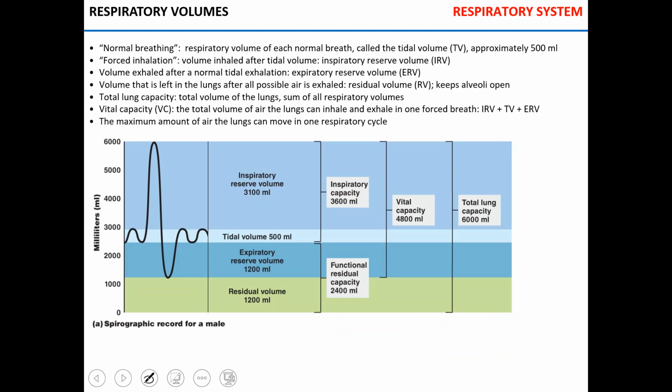Now, what are normal respiratory volumes? So there are several. We're going to discuss the volumes and we're going to discuss some lung capacities. So respiratory volumes, let's talk about these first.